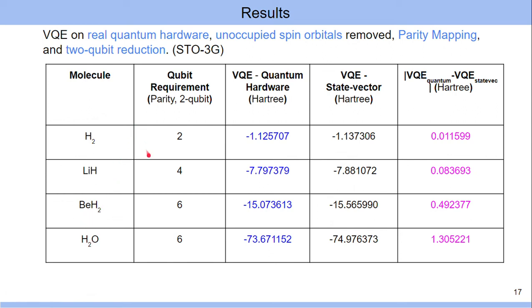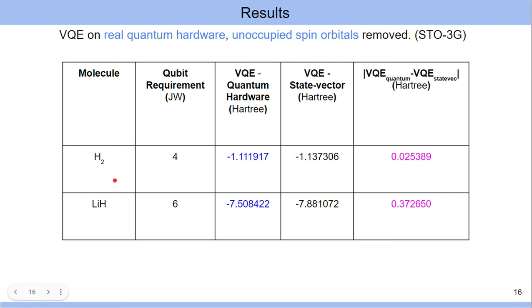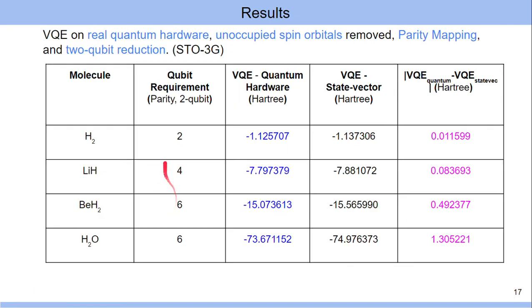It is interesting to note here that this brought down the qubit requirements of hydrogen and lithium hydride from 4 and 6 to 2 and 4 respectively, and this in turn improved the deviation of the VQE values from the state vector values. This is because a reduction in the number of qubits led to a decrease in the circuit depth of the VQE algorithm, which in turn reduced the errors associated with the quantum calculation.